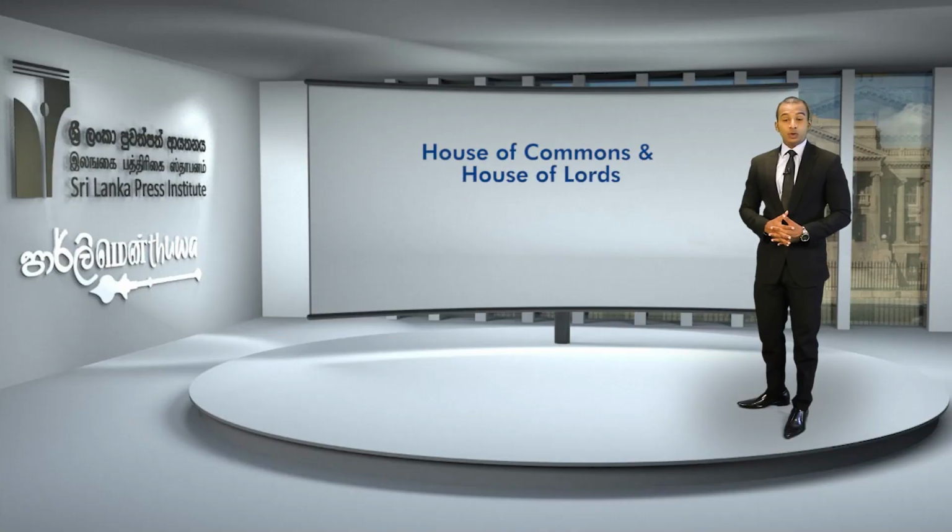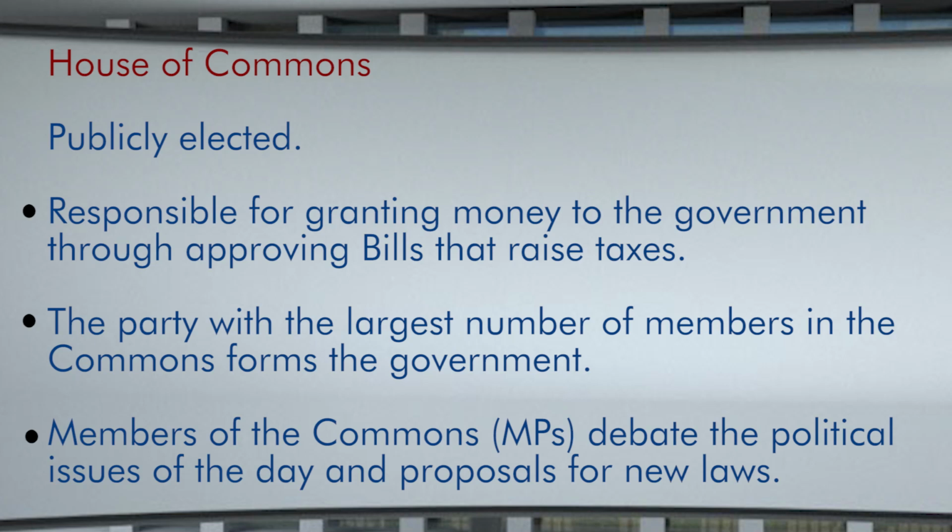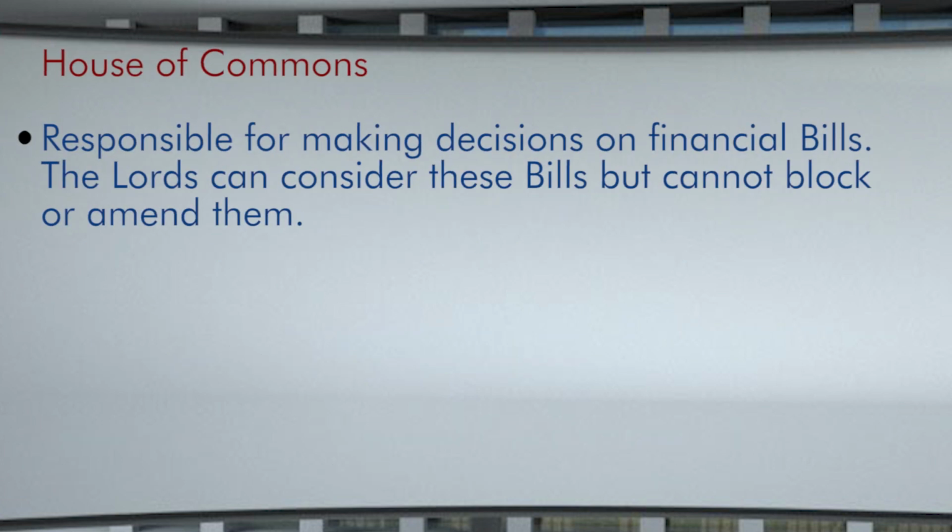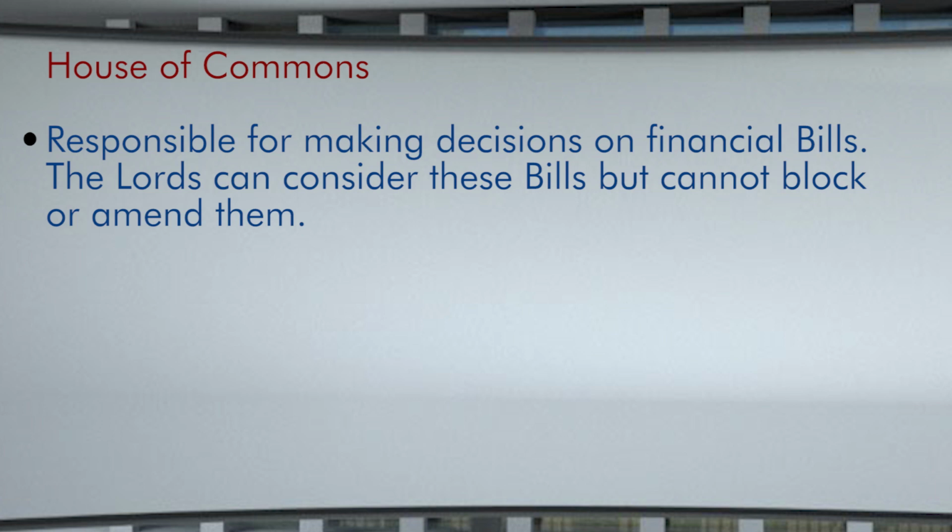As was mentioned before, the United Kingdom has a bicameral parliament. This means 2 houses, the House of Commons and the House of Lords. Let's take a look at the House of Commons. They are publicly elected representatives. They're responsible for granting money to the government through approving bills that raise taxes. The party with the largest number of members in the House of Commons forms the government. Members of the House of Commons, or MPs, debate political issues of the day and present proposals for new laws. Now, these members are responsible for making decisions on financial bills. The Lords can consider these bills but cannot block or amend them.